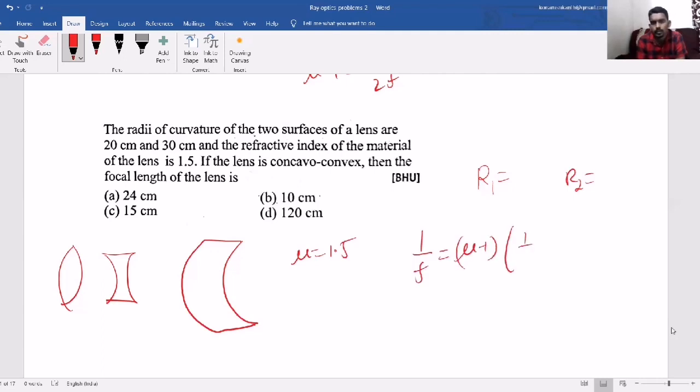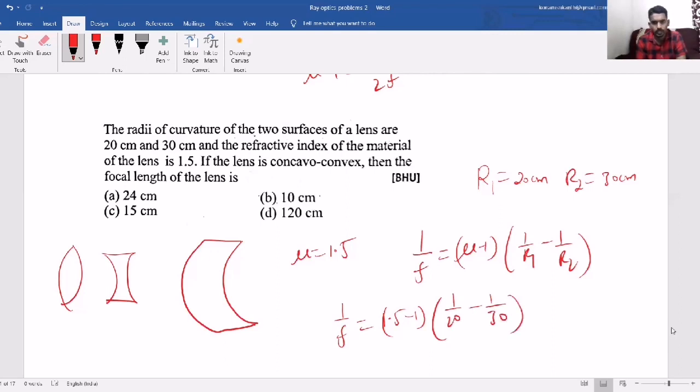Mu minus 1 into 1 by R1 minus 1 by R2. But here R1, R2 will now both become positive. So R1 is 20 and R2 is 30 centimeter. Then substitute both the values, where this is 1.5 minus 1 times 1 by 20 minus 1 by 30. Then they are asking the focal length. So if you just solve it, then you will get it.